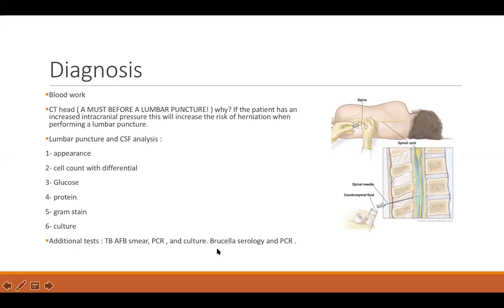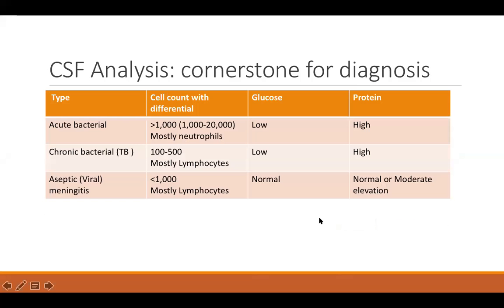If you're suspecting brucella, you can do brucella serology and PCR. These are all we're going to discuss, but TB and brucella are usually causes of chronic meningitis, not acute. Okay, so the current slide, this is the most important thing to look at regarding the organisms.